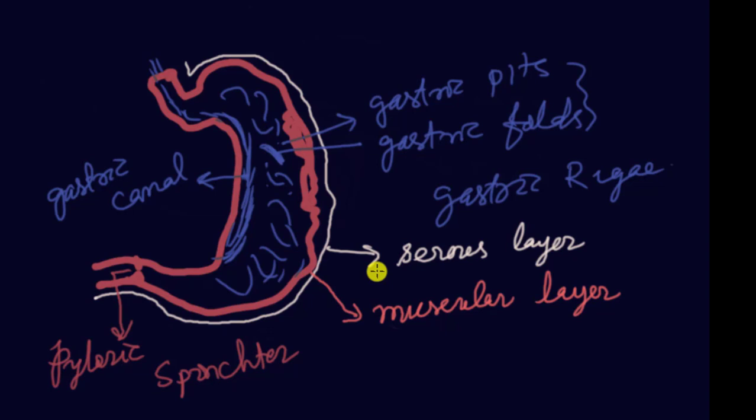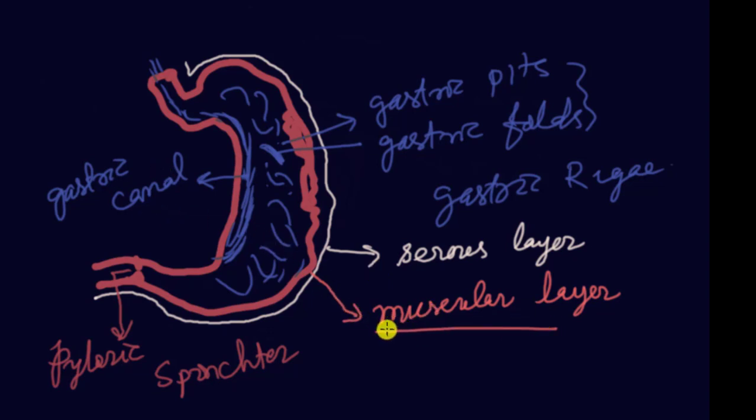Repeat, which muscles are there in the muscular layer? There are longitudinal muscles, circular muscles, and the oblique muscles. Okay, so first we will find the serous coat, that is formed by the peritoneum. Then we will find the muscular coat.